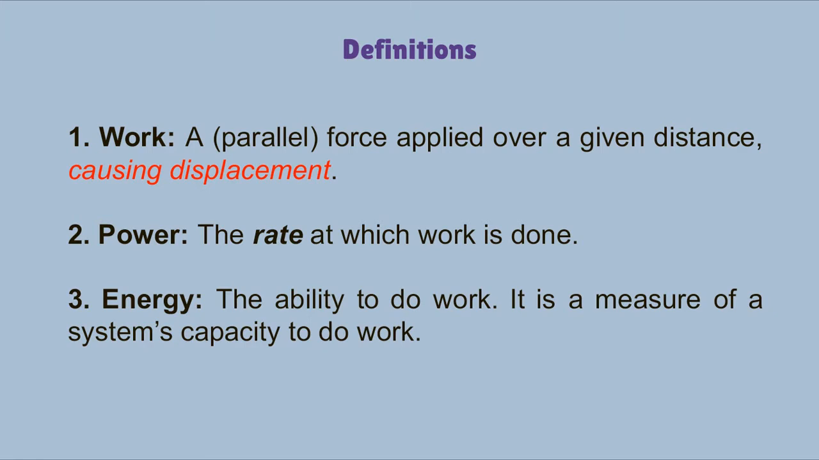Power is the rate at which work is done. Essentially, how quickly is your work done? And we've talked about energy before. Energy is the ability to do work. It's a measure of the system's capacity to do work.